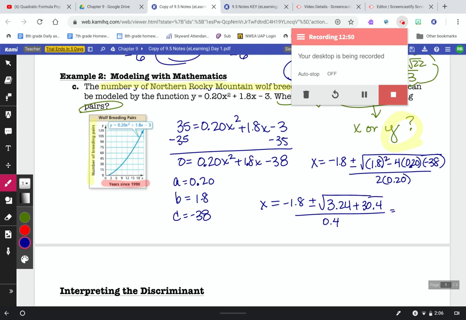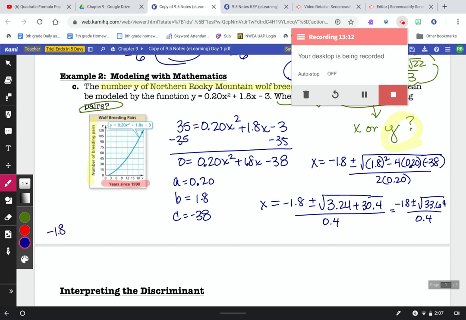Okay, when we combine those numbers underneath the radical sign, we have negative 1.8 plus or minus the square root, and we get 33 and 64 hundredths, all over 4 tenths. So we're not going to simplify this. Obviously, there's a decimal there, so we're just going to take these two numbers and put them into the calculator.